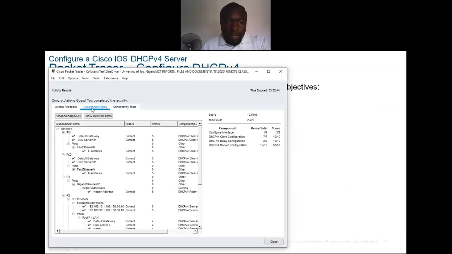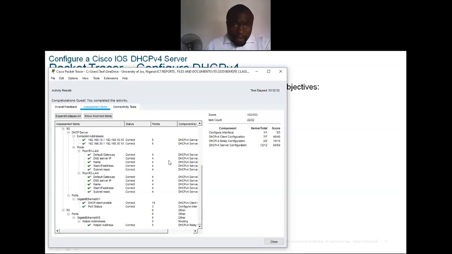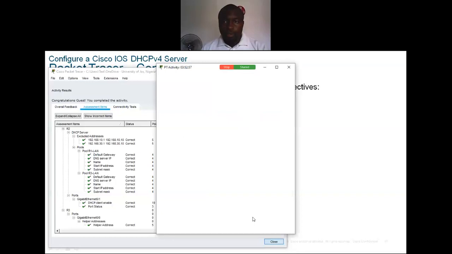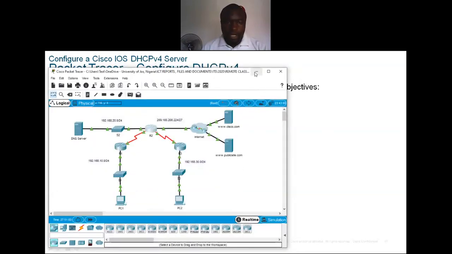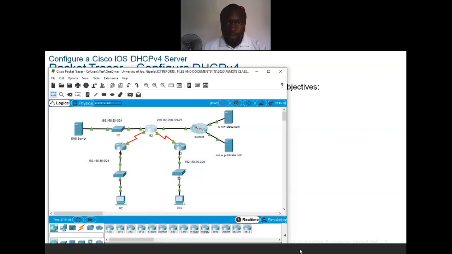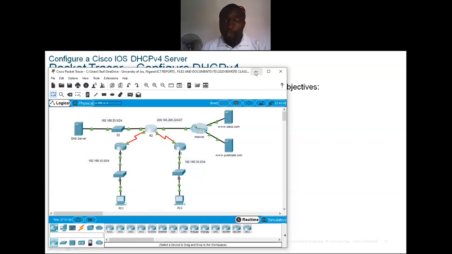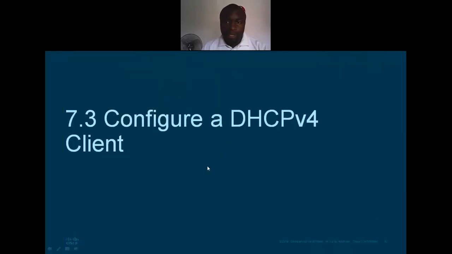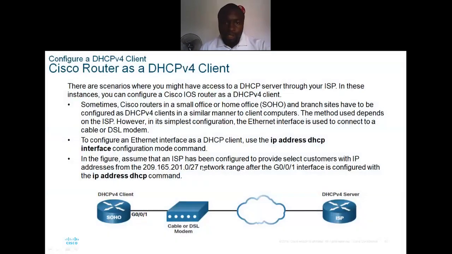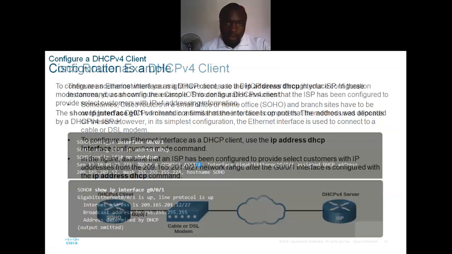Let's see, assessments. Okay, 100, 102, 103. So we are correct. All right, so this is great for DHCP. This DHCP, we are done for DHCP. So version 4. Okay. We have done the DHCP clients. We have done it.